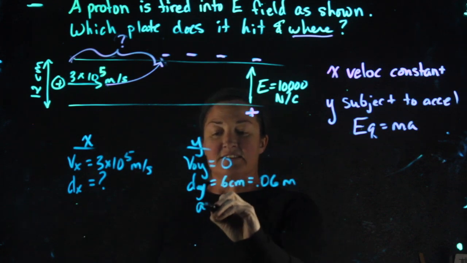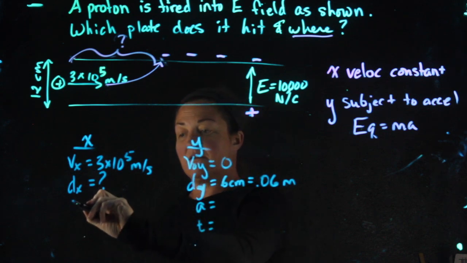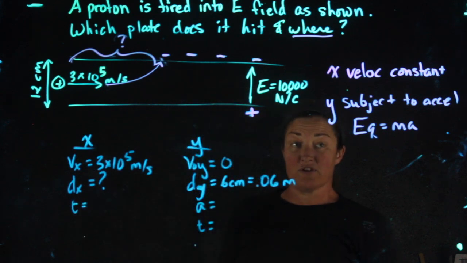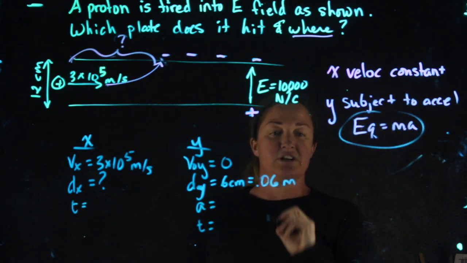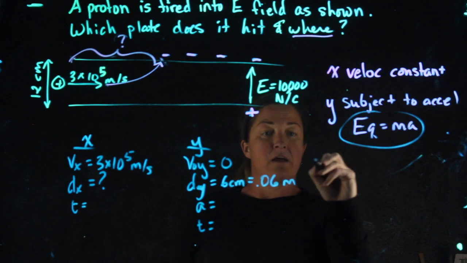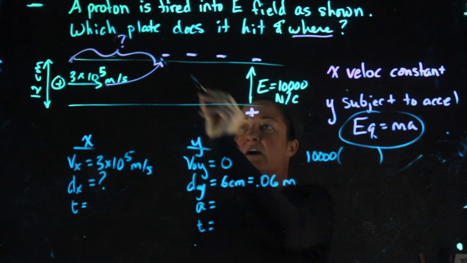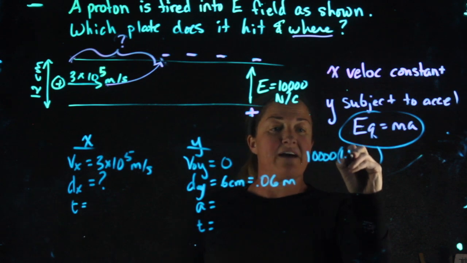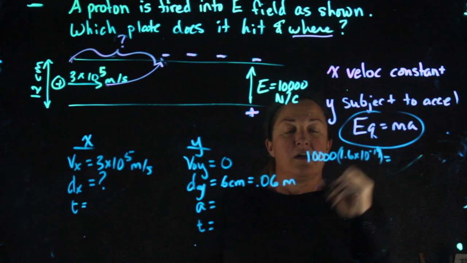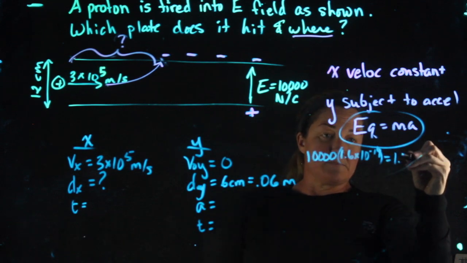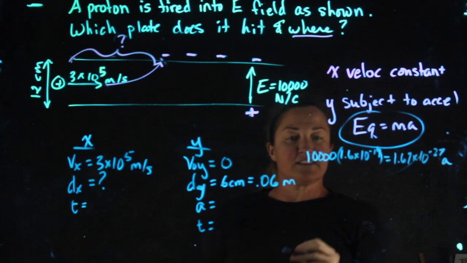If I have the acceleration, I can then get the time. If I can get the time, I know the time for the y direction also. For these problems, we're always going to get acceleration using EQ equals ma. E is 10,000. Q is the charge of a proton, which you should already have in your notes as 1.6 times 10 to the negative 19th, equals the mass of a proton, which is also in your notes, times acceleration.